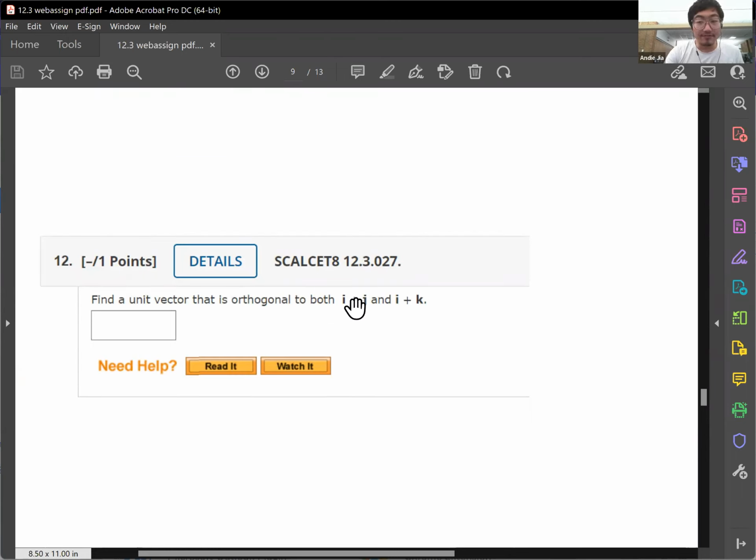And now orthogonal to both i+j and i+k. Orthogonal means the dot product of the two vectors equals zero.